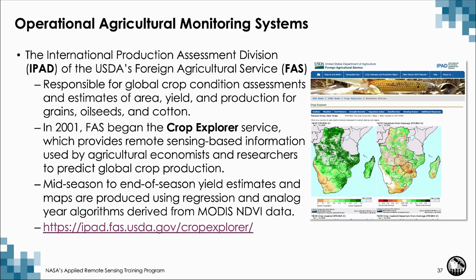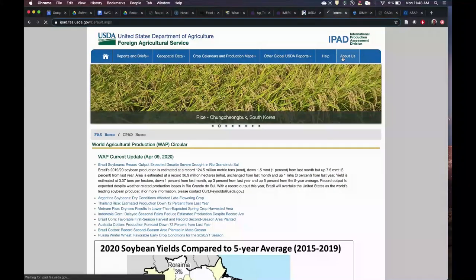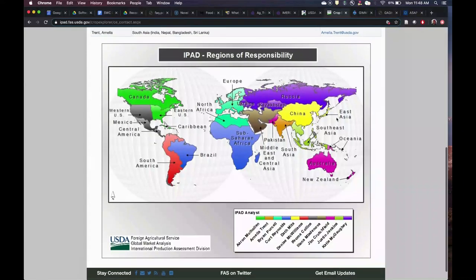Regional analysts use remote sensing and geographic information systems to collect market intelligence and analyze near real-time satellite imagery to estimate global production. IPAD is divided into regions of responsibility, with dedicated analysts overseeing objective and accurate assessments for each of the regions.